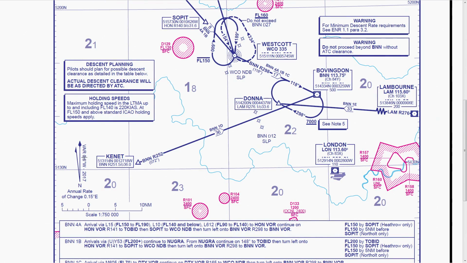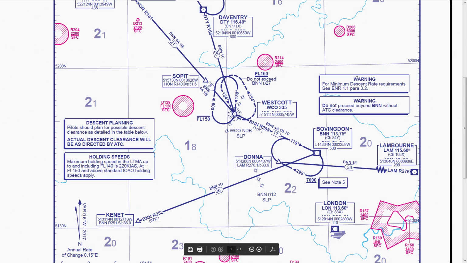We've seen what this is, so I'm not going to explain that. Again, warning for minimum descent rate requirements. Don't worry about this. See the ENR 11 paragraph 3.2. Don't worry about that. But this is an important one. Warning, do not proceed beyond Bovingdon without ATC clearance.